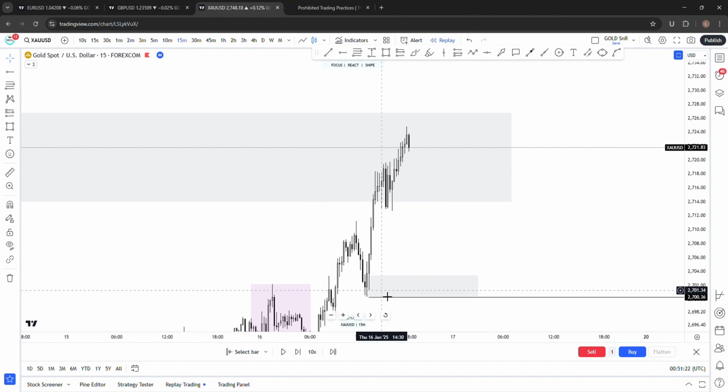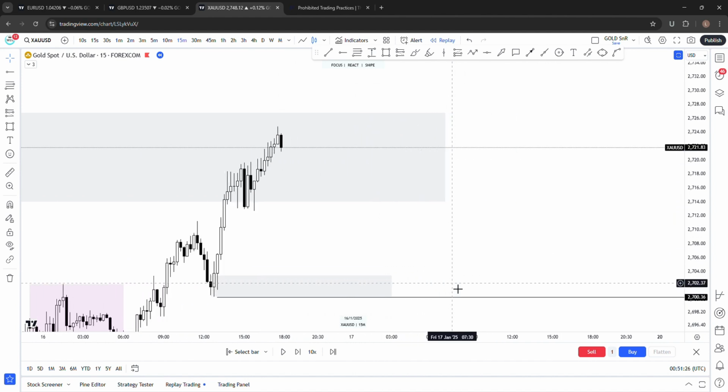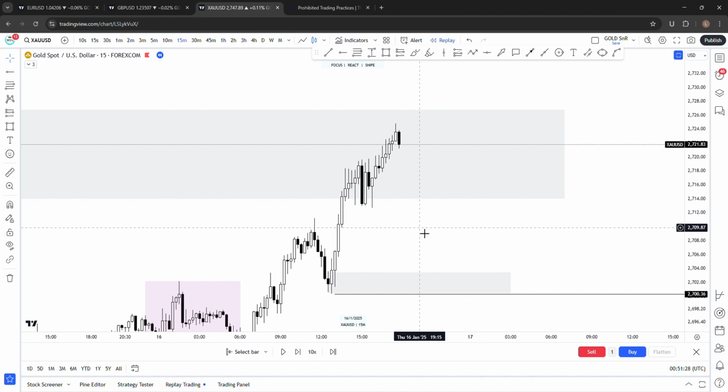The moment we break this low, we can now look for price to drop to the downside. So now my setup is ready. Very simple.